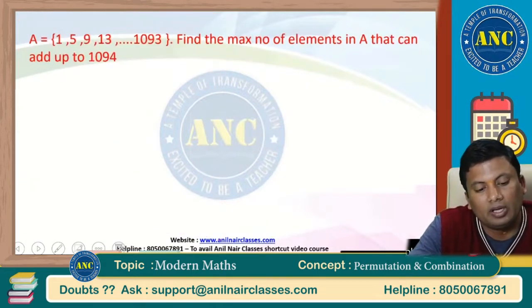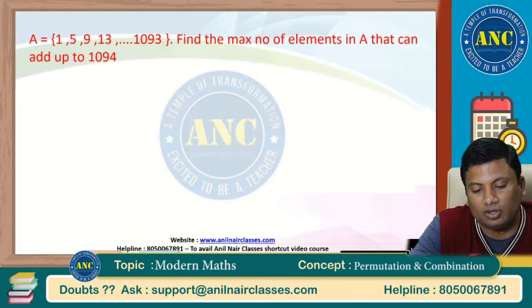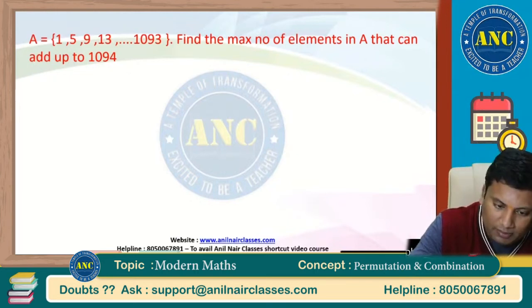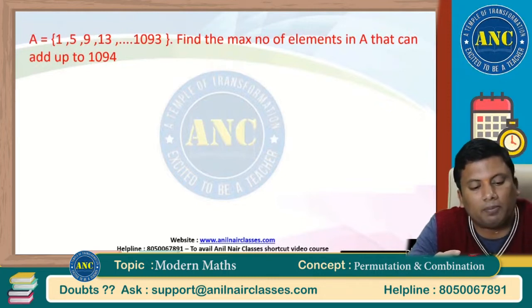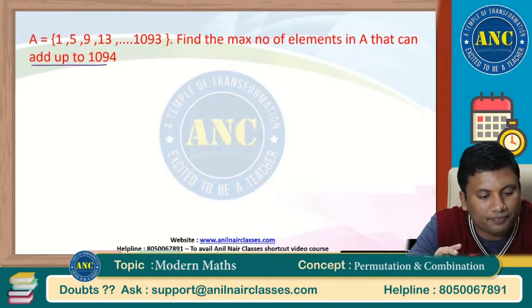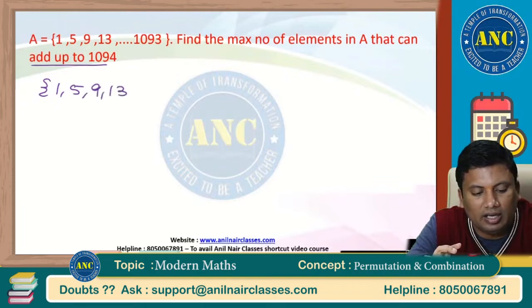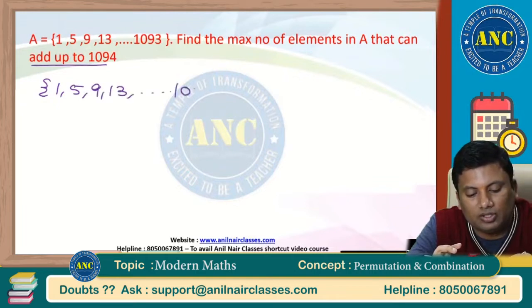Next one. A is nothing but 1, 5, 9, 13 till 103. Find the maximum number of elements that can add up to 1094. These are nothing but 1, 5, 9, 13 and so on up to 1093.